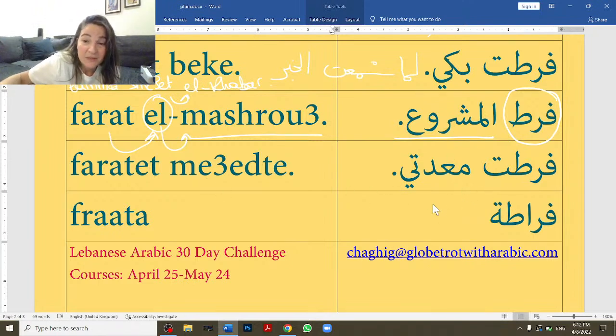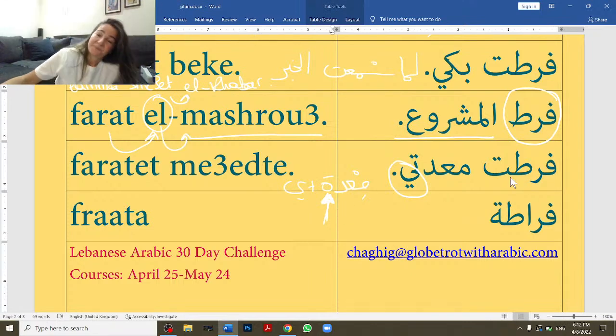No, the word on its own is معدة, stomach. Now, when I add the a, which means my, I'm not saying معدة. I have to pronounce this t مربوطة whenever I add a possessive ending to it, right? So that's why I'm gonna say فرطت معدة.